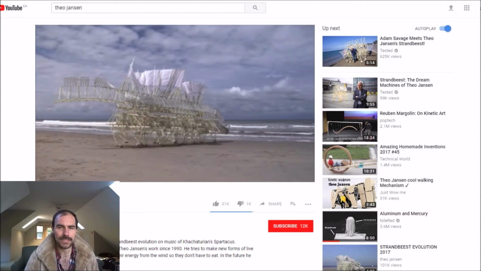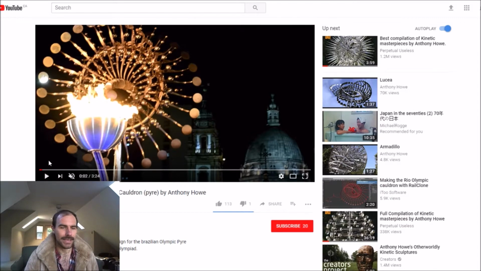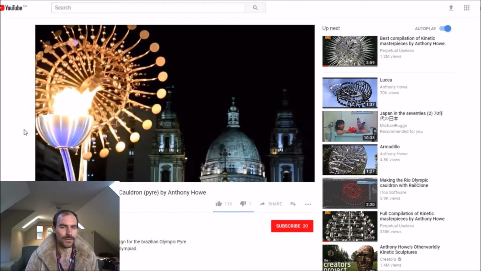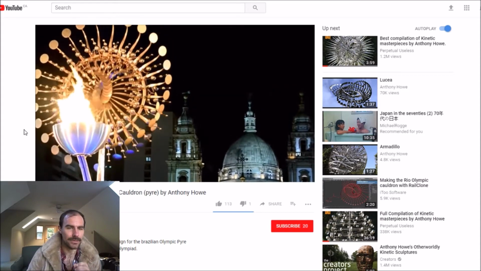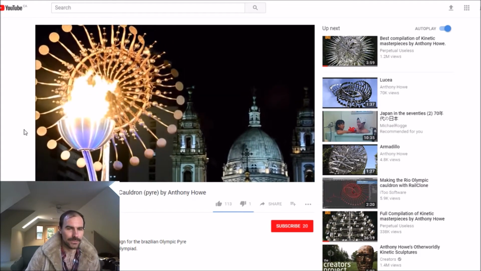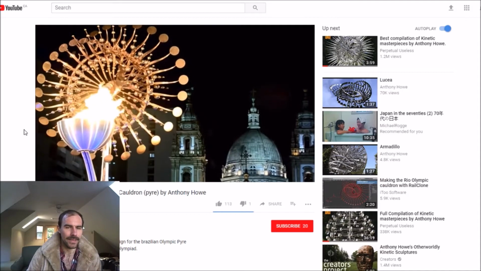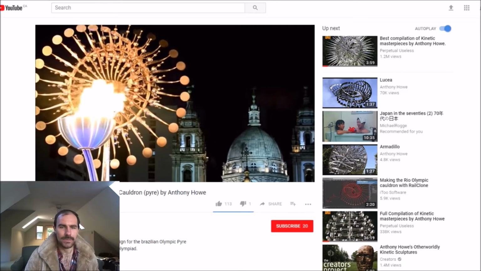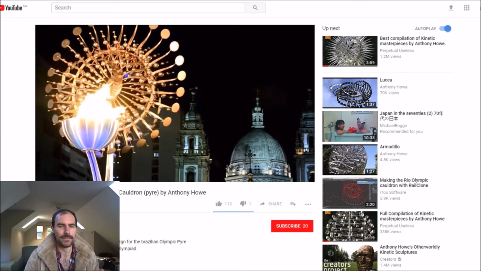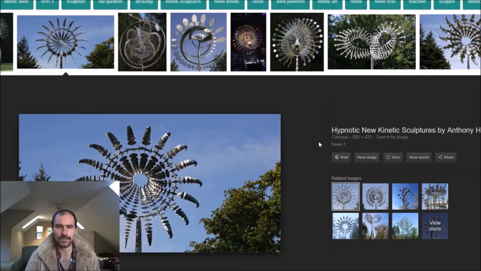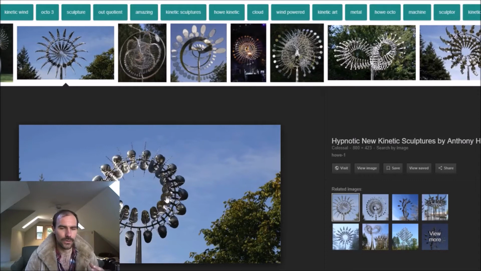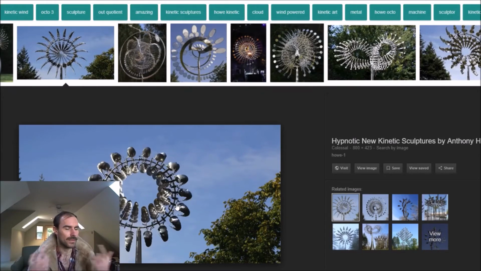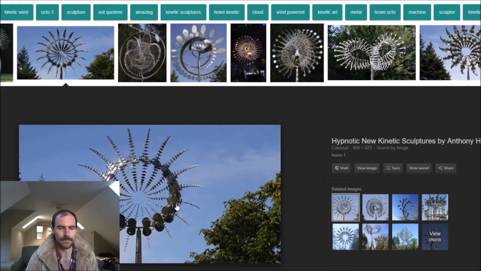But most specifically today, we're going to be talking about Anthony Howe and his work. You might recognize this sculpture from the Rio Olympic Games recently. It was meant to embellish the Olympic flame. But Anthony Howe's work has been in this vein for a long time now. He's been working on these sculptures that are, for the most part, toroids, donut shapes, with arms that constantly envelop on themselves, usually through wind power.